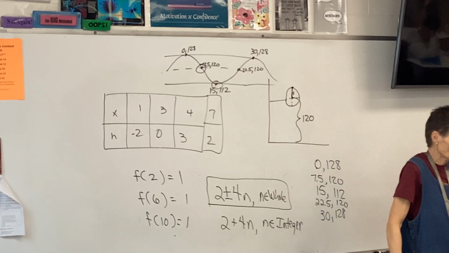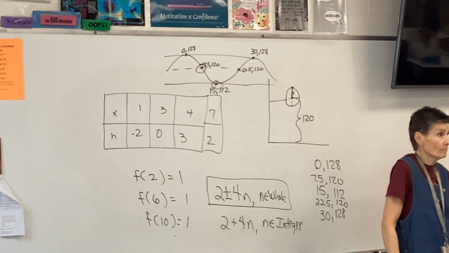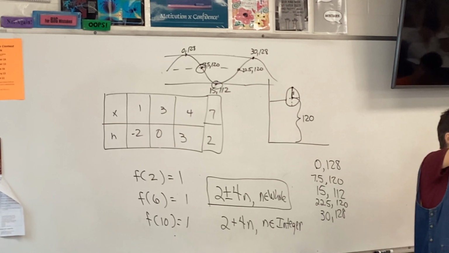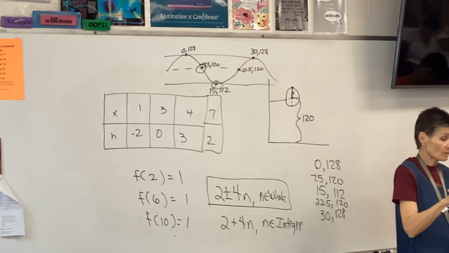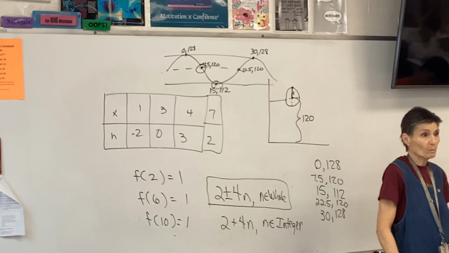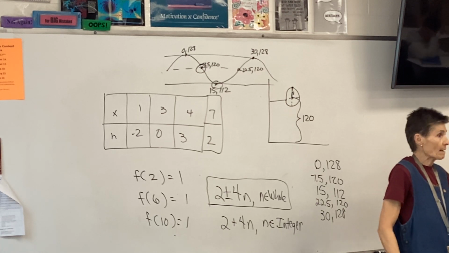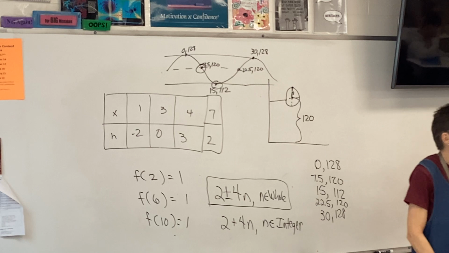What's the period of the function? Be careful. 12. How far is it from either top to top or bottom to bottom, whichever's easiest for you to look at? Isn't the period 12? Don't we repeat ourselves every 12 hours? So what does that mean? We have a high tide every 12 hours or a low tide every 12 hours.